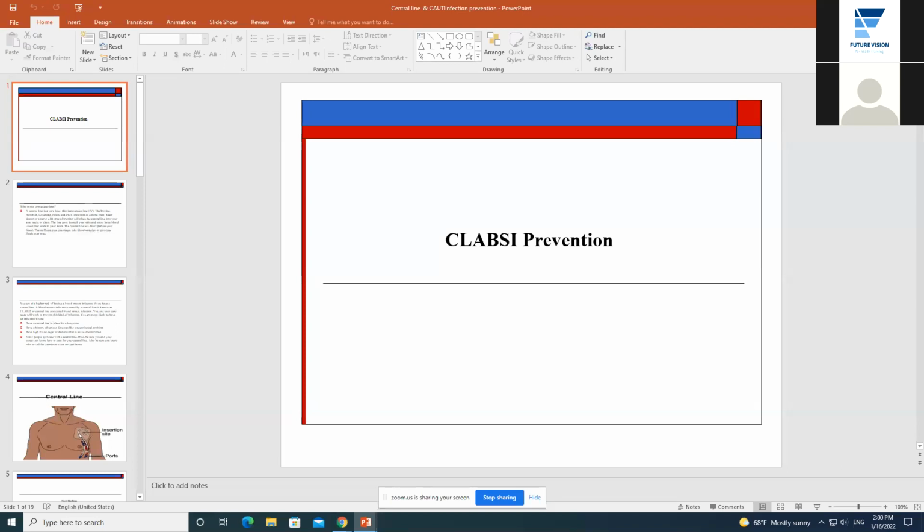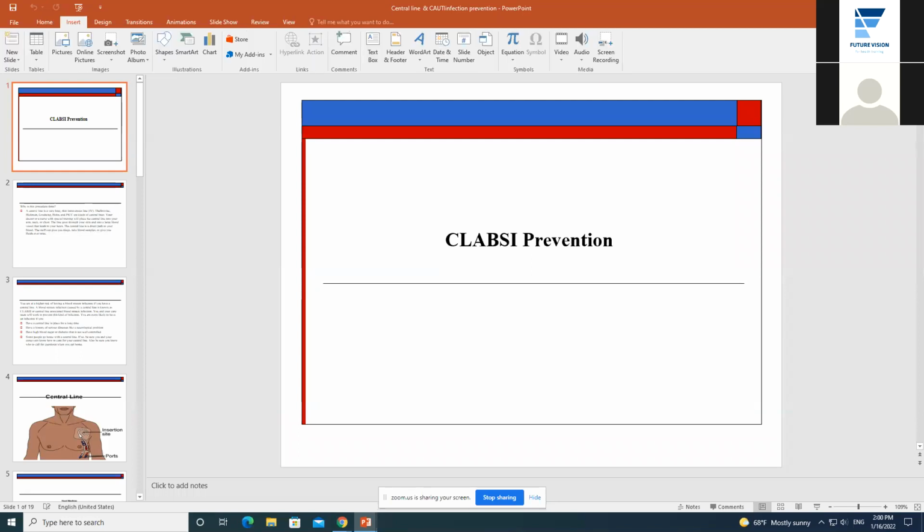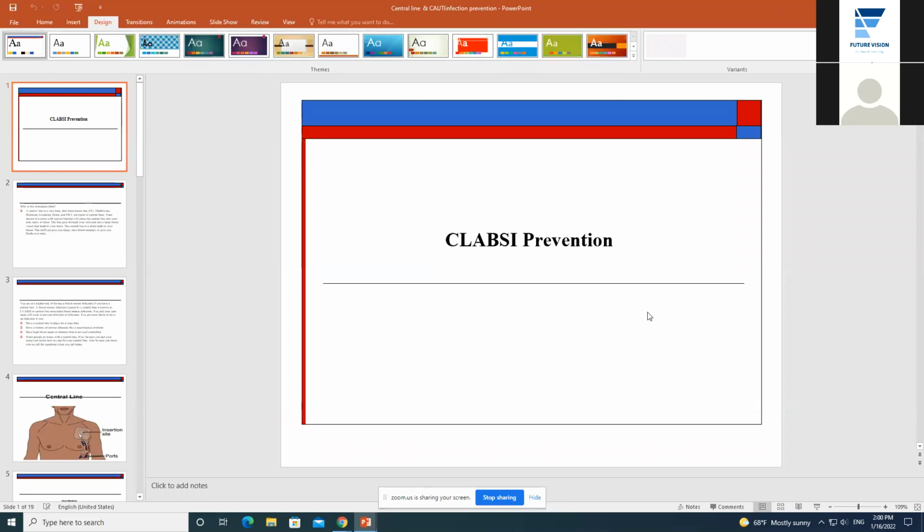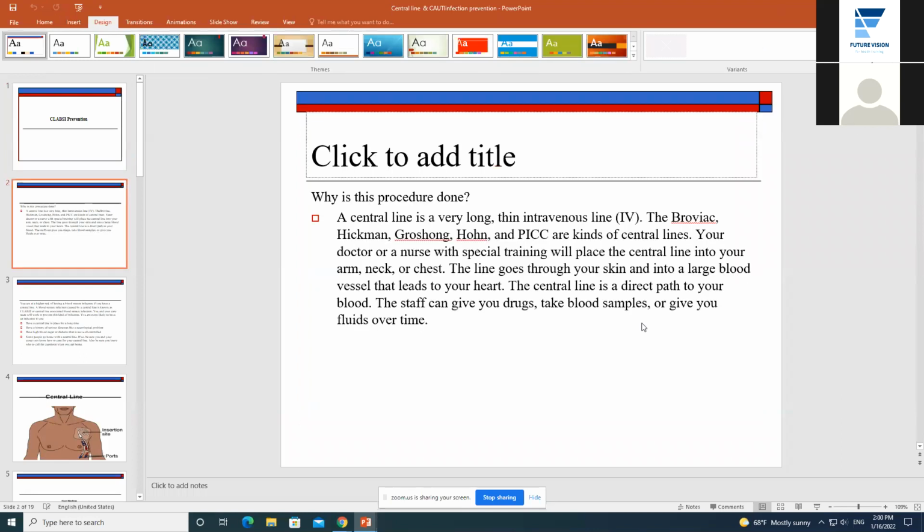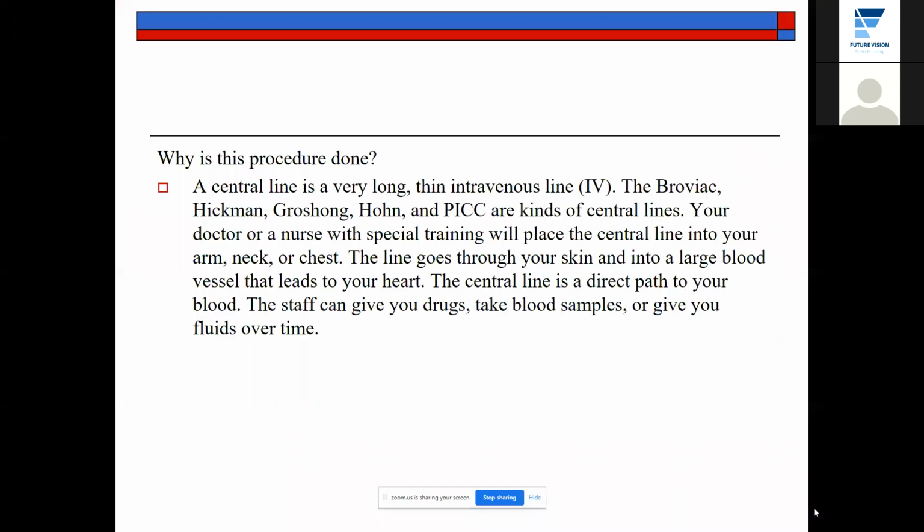Now, since the patient is on a mechanical ventilator, he needs to have a central line. So what is a central line? We hear about the catheter or the central line. What do you mean by a central line? Let me explain. Why this procedure? The central line is a very long intravenous line. We can call it a Hickman or a PICC line; these are kinds of central line. Your doctor or a nurse with special training will place a central line into your arm, neck or chest.